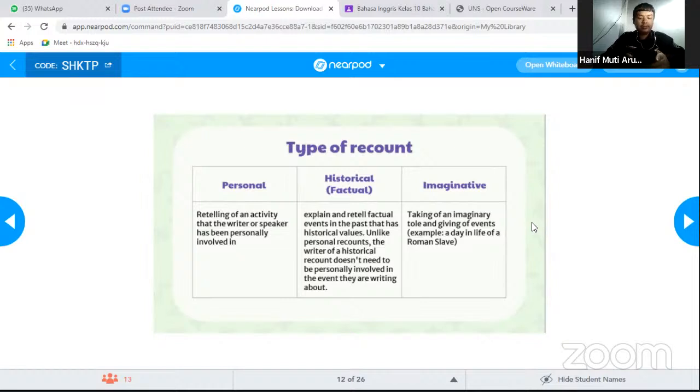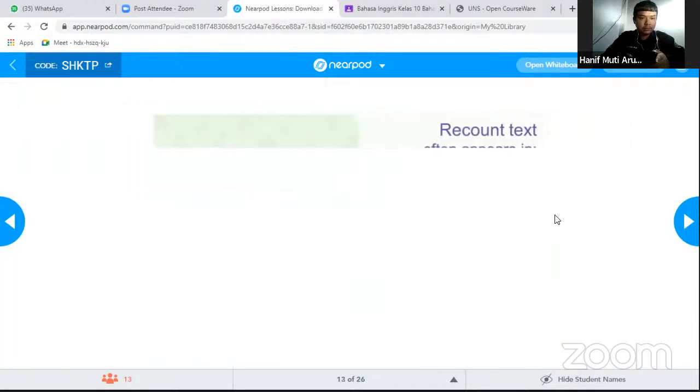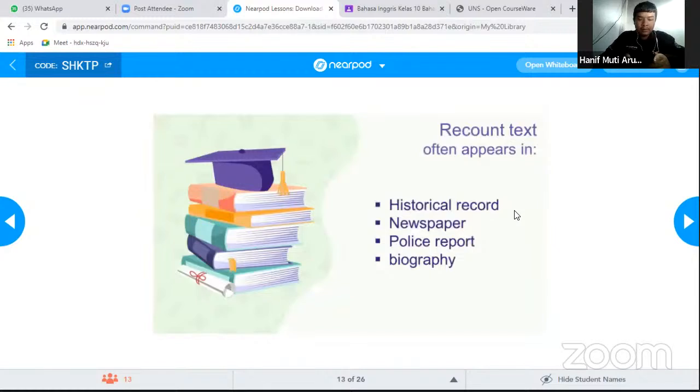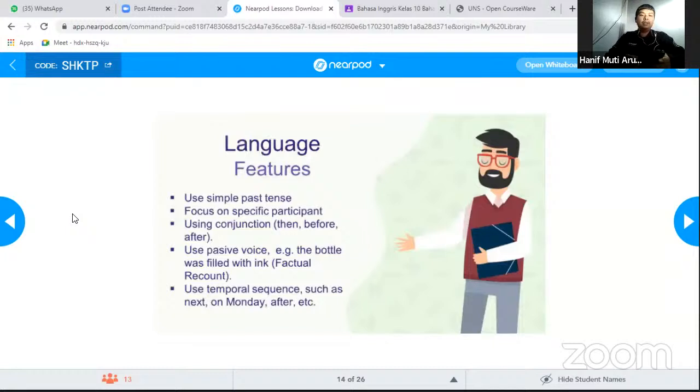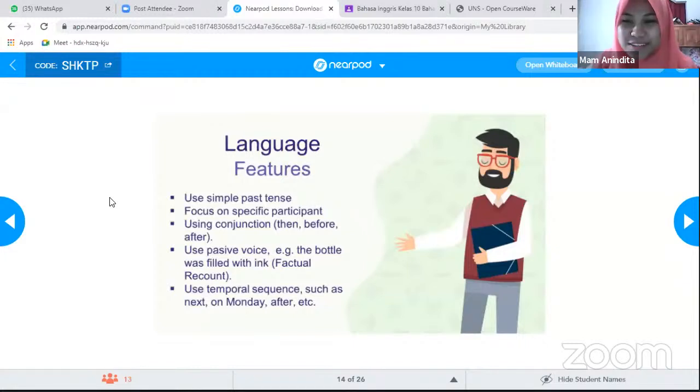Next. Recount text often appears in historical records, newspapers, police reports, and biographies. Next will be presented by Ma'am Anindita. Okay, thank you, Sir Hanif.